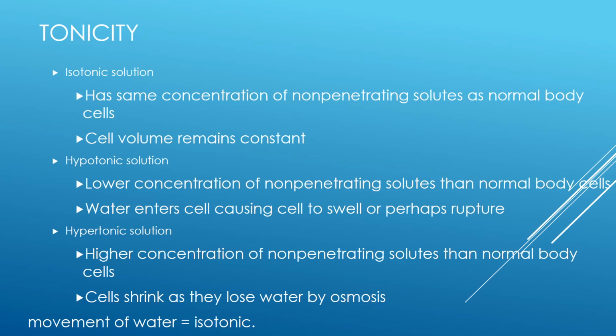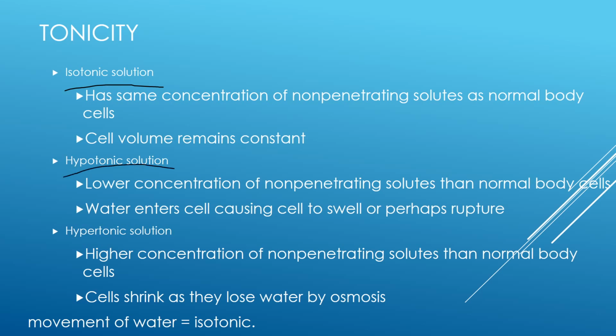With osmosis, this leads us to the concept of tonicity that occurs with cells. And so this will determine whether cells remain the same size, will swell or shrink when a solution surrounds the cell. So when we have an isotonic solution, iso means the same. And so it has the same concentration of non-penetrating solutes, so no movement of solutes, as normal body cells. And so this means that the cell volume will remain constant. Again, because the solutes are not able to move, it's just the solvent.